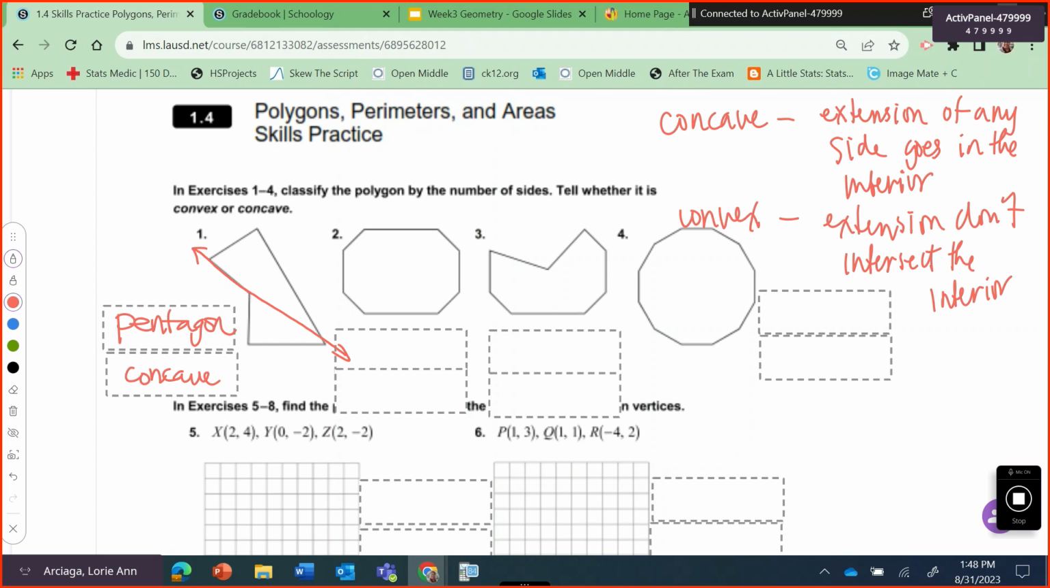What were these notes called? We are now doing 1.4, and that's a title: Polygons, Perimeters, Areas. And any number of sides after 10 is called a blank-sided polygon.